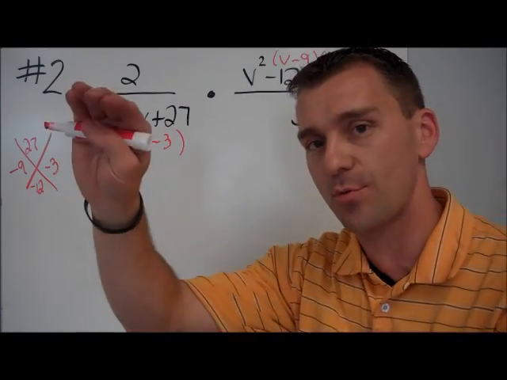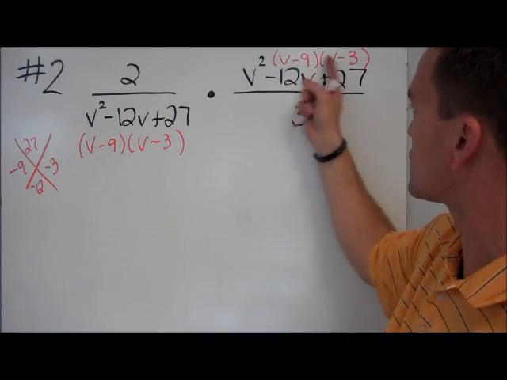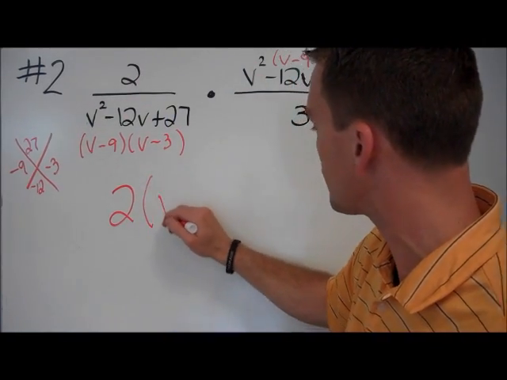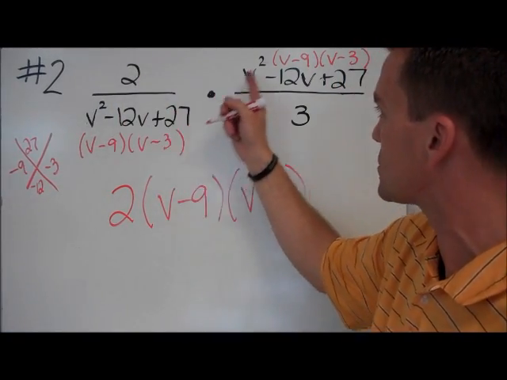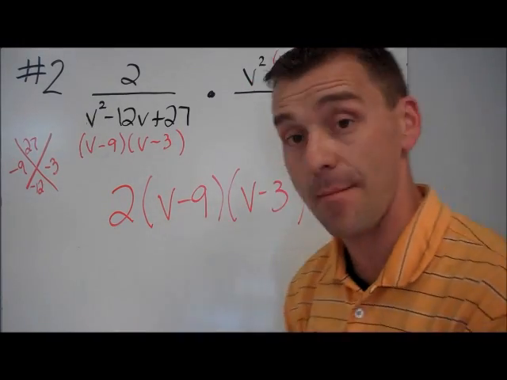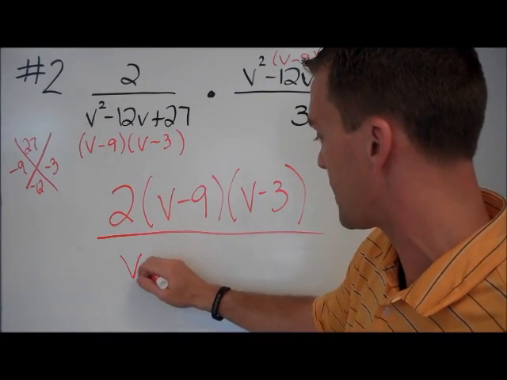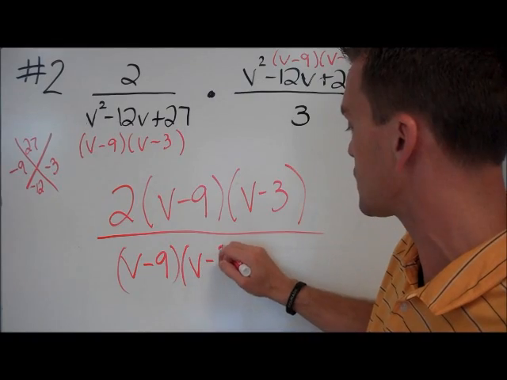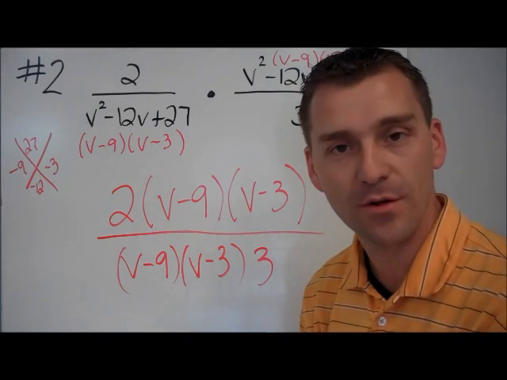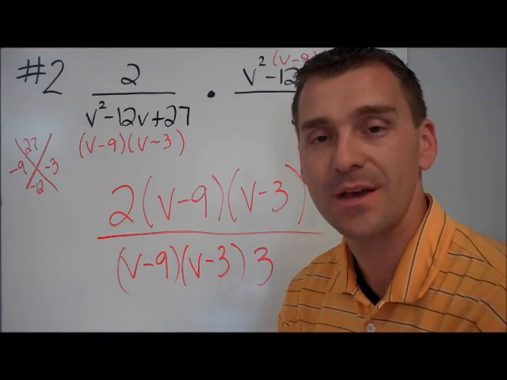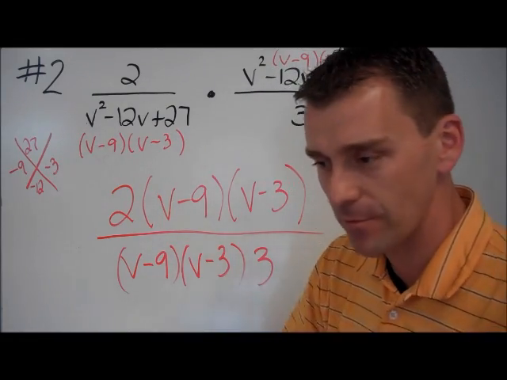That's multiply across the numerators and multiply across the denominators. The numerators, if I take 2 times this factored stuff, here's what I will get: 2 times V minus 9 times V minus 3. That's the numerators multiplied. And then I multiply across the denominators. Well, the factored form of this is V minus 9, V minus 3, and then times 3. So there's what it looks like. That's step number 4. I told you it's the easiest step. Step 5, match them up, cross them off, clean it up. Sounds like a cool rap song. Match them up, cross them off, clean them up.